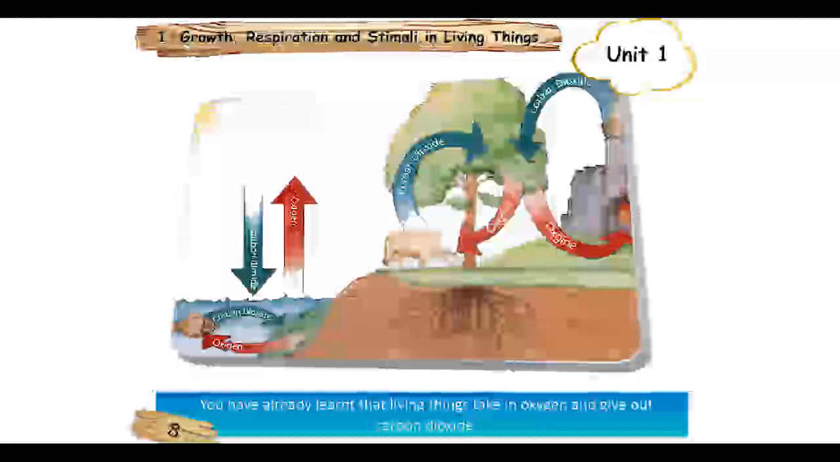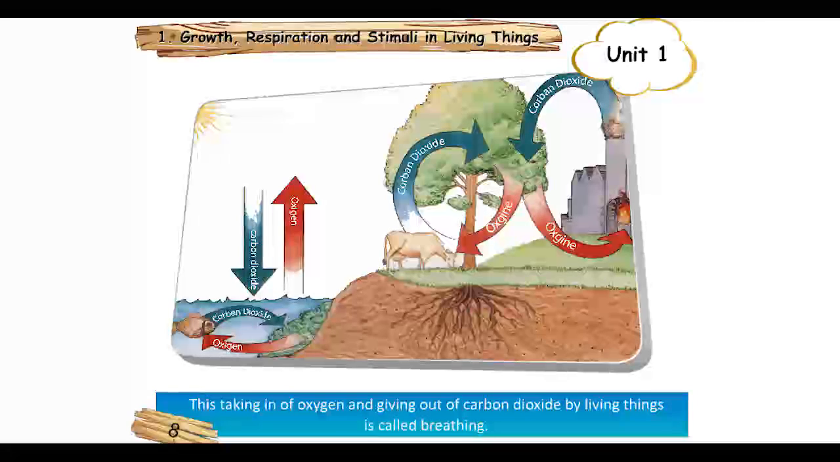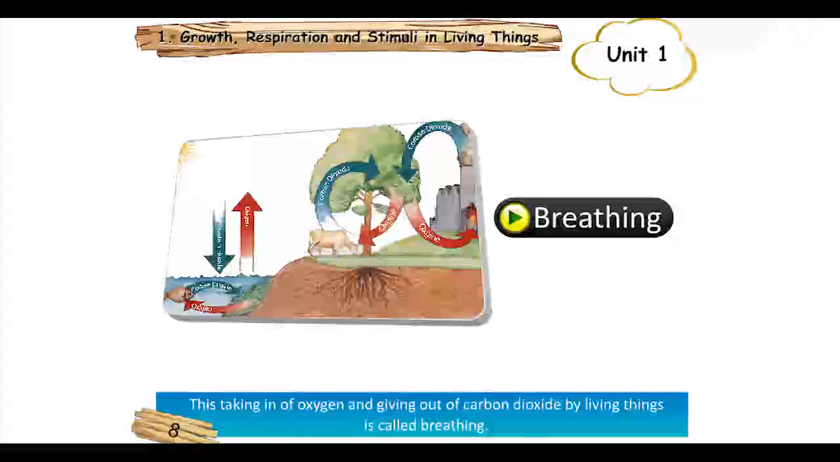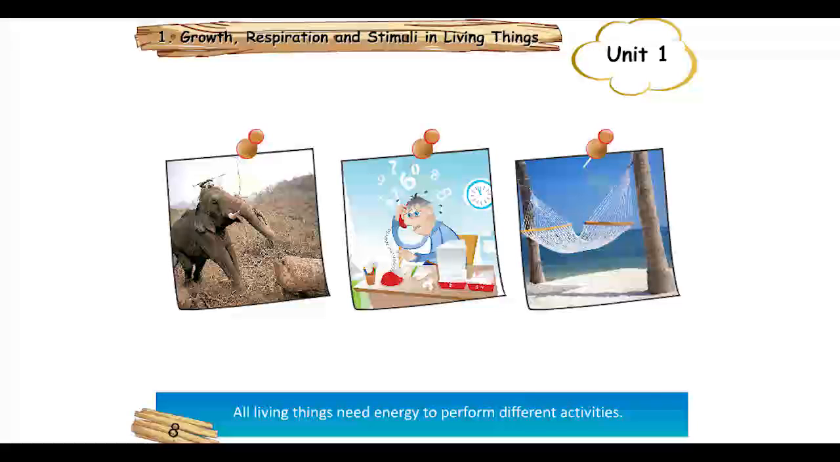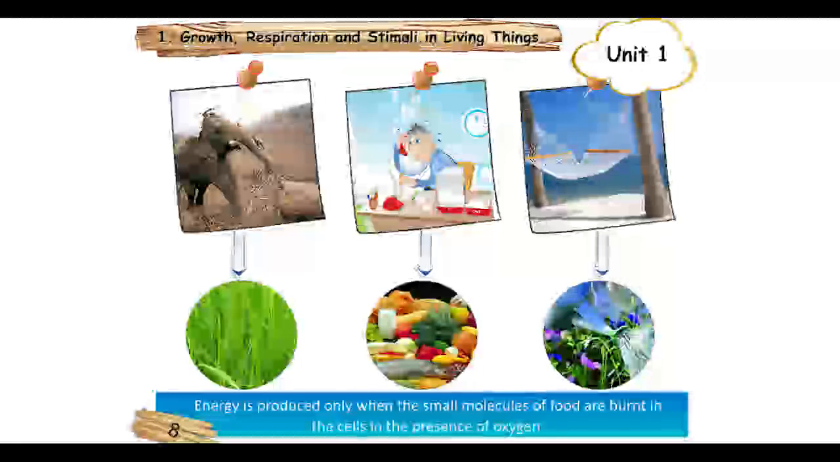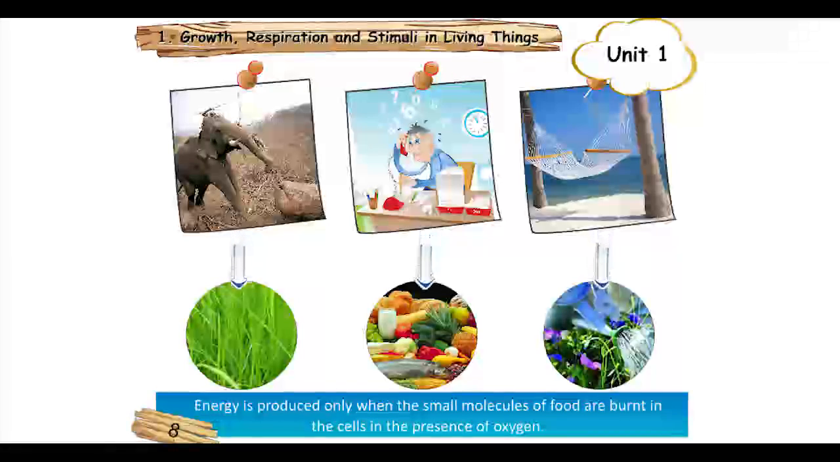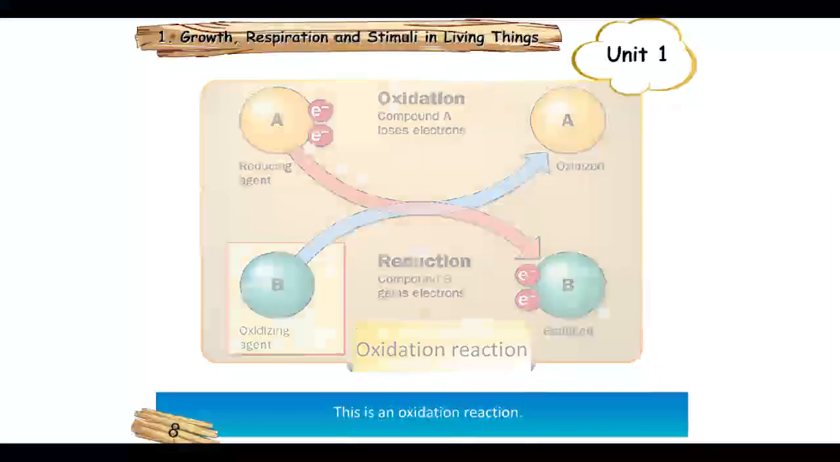Respiration. You have already learned that living things take in oxygen and give out carbon dioxide. This taking in of oxygen and giving out of carbon dioxide by living things is called breathing. Living things breathe in different ways. All living things need energy to perform different activities. Energy is produced only when the small molecules of food are burnt in the cells in the presence of oxygen. This is an oxidation reaction.